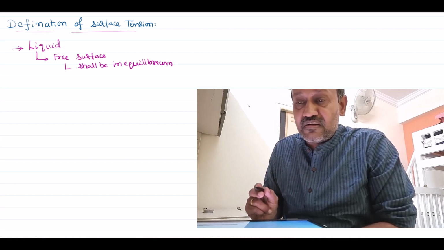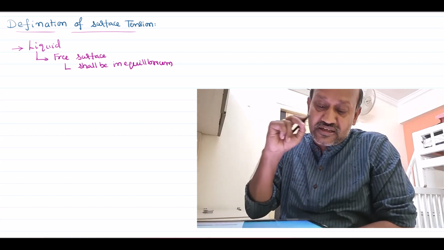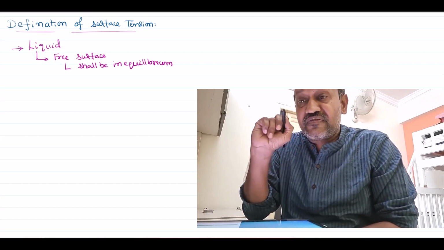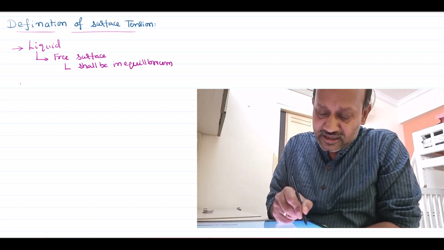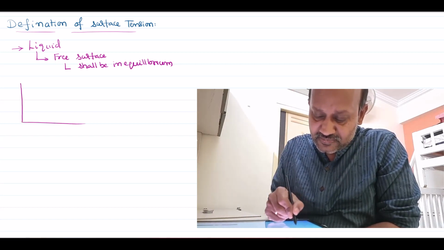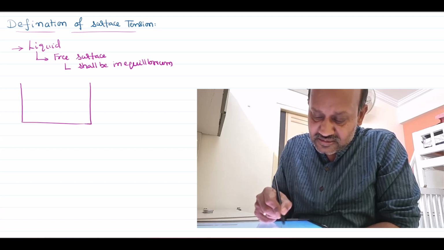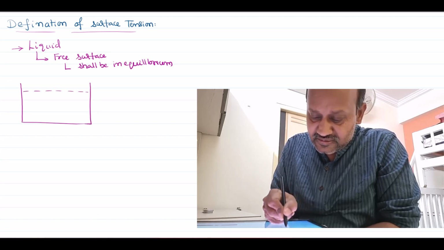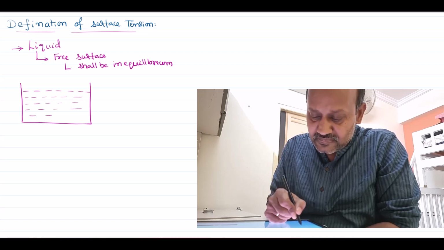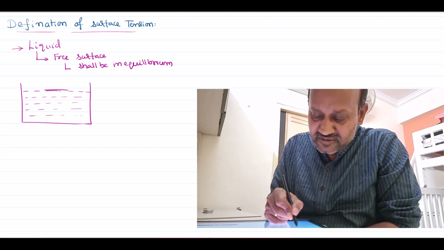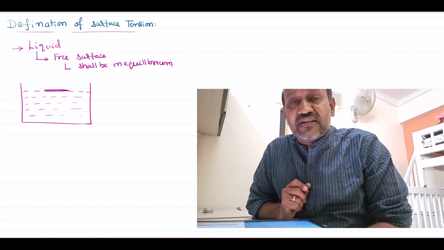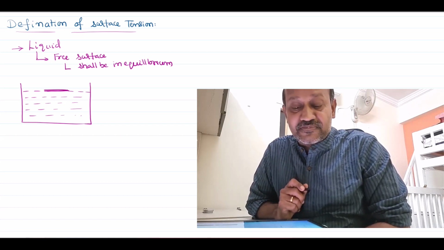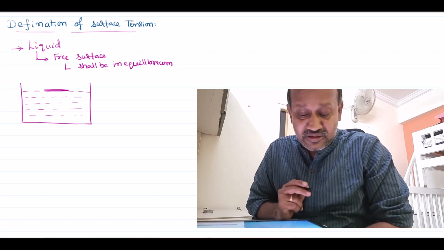So you shall have a liquid. Of course, that liquid shall have a free surface that is in equilibrium. Let me draw a diagram to explain what I mean by that. Imagine a vessel. In it there is a liquid. The surface is a free surface because there is no resultant force acting on it. Now it's in equilibrium, right?